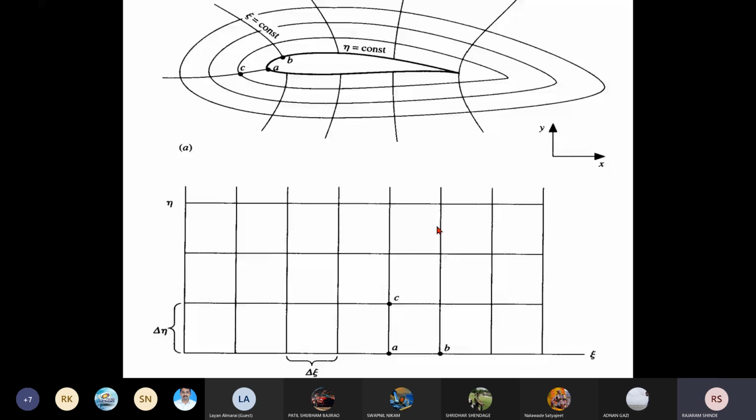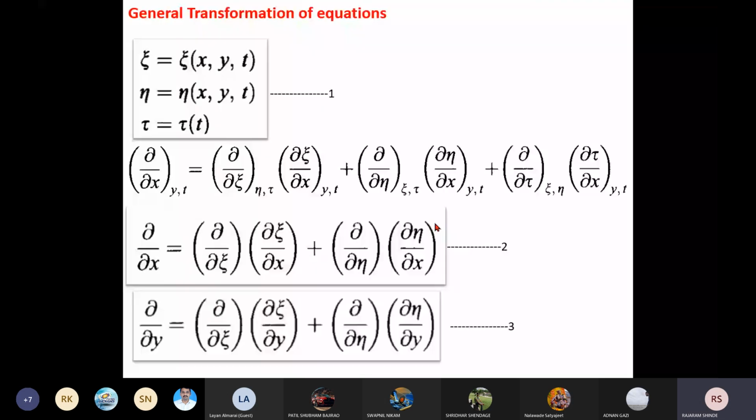Now, for transforming the physical plane, that is the domain, to the computational plane, we need the general transformation equations. These are the general transformation equations, where xi is a function of x, y, t, eta is also a function of x, y, t, and tau, if it is a time dependent problem, is a function of time only. Now these are the transformations of first order derivatives.